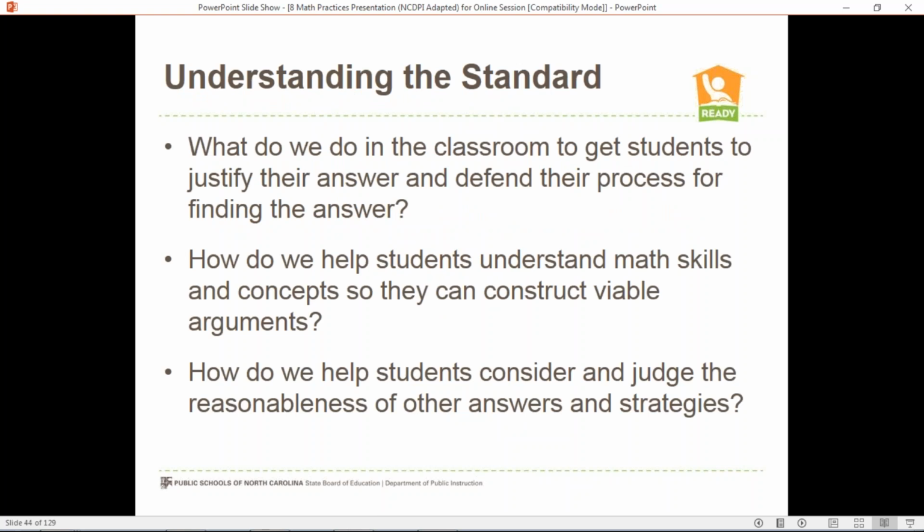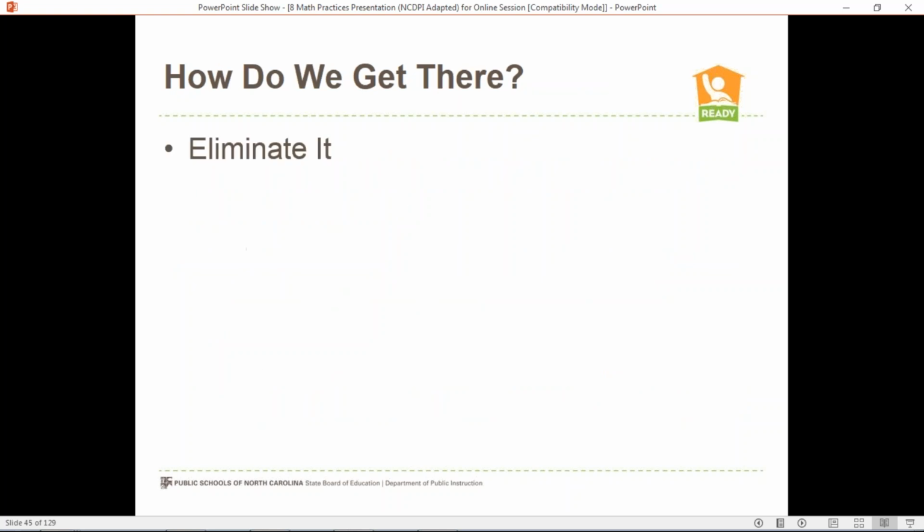That are just talking about how I did this and why I think maybe my approach is different or better than yours. So again, how do we get kids ready to justify their answer and to defend their processes? What are we going to do to help them do those things? And then how do we help kids consider and judge the reasonableness of an answer? So what are some strategies?